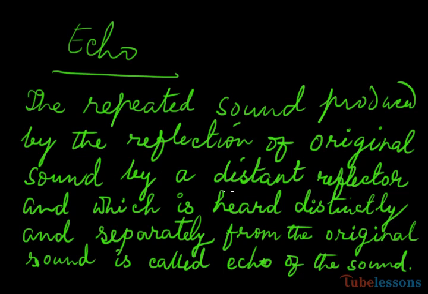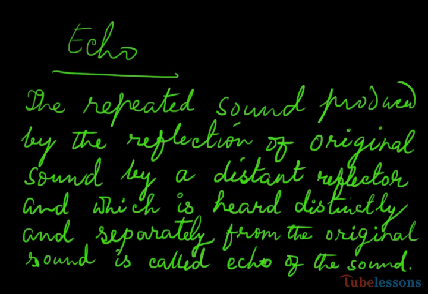From where? By a distant reflector. The reflector must be placed at a minimum distance, and this will be discussed later on, about the distance between the reflector and the listener or source. So the sound reflected by a distant reflector, which is heard distinctly and separately from the original sound, is called echo of the sound.